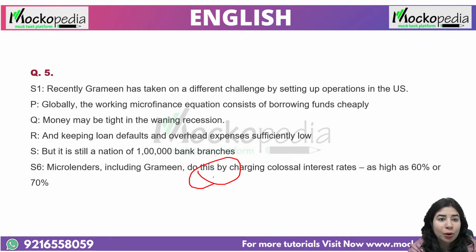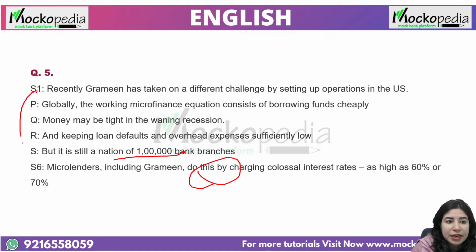See, it's not always that you have to proceed in the logical order where we are looking for the statement that should connect with S1. Even if you are able to find a statement that connects with S6, you will still be able to solve the parajumble. So, look for this, do this by charging colossal interest. What do we mean here? By keeping loan defaults and overall expenses low, and let's see. Recently has taken a different challenge setting up operations, but it is still a nation of these branches.